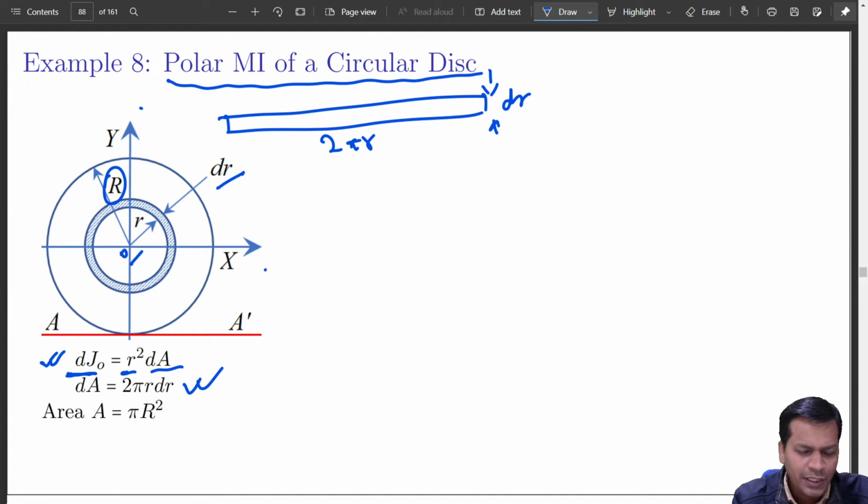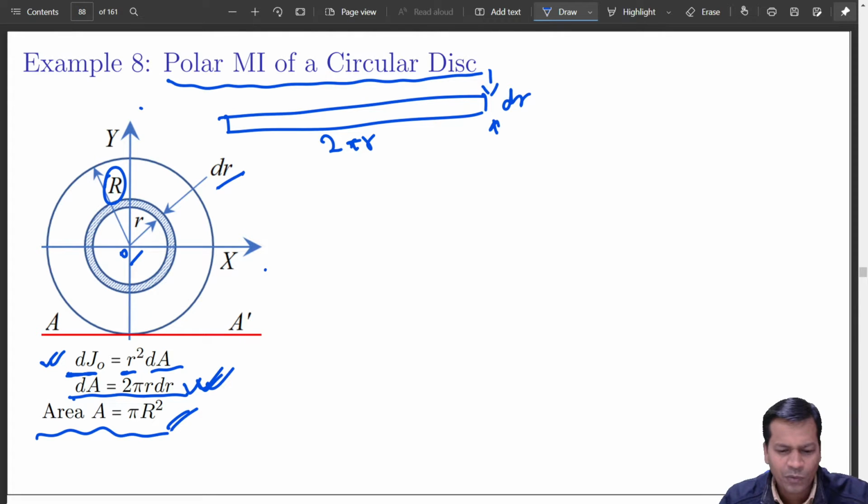So that is dA. The area of the whole disk we know already, this is pi r square, otherwise we could have just integrated this and obtained that. We can integrate this from 0 to R, but that is not required. We already use our existing knowledge that the area of a circle is pi r square.